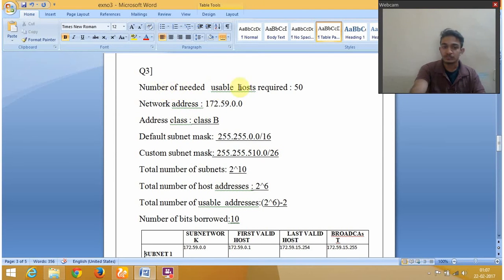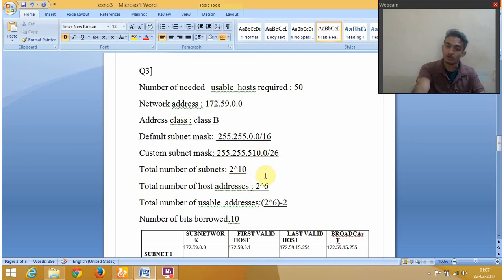Then the third question: they have specified that the usable hosts required is 50, and the network address given is 172.159.0.0. Since the hosts required is 50, without wastage, the number of host bits we will be needing is 6, because 2 raised to 6 is 64. That's the least number of hosts which satisfies the given condition. So we are taking 6 bits as host bits, and the remaining 10 bits can be used as network. So we'll be subnetting with 10 bits, and that's what I've done here.